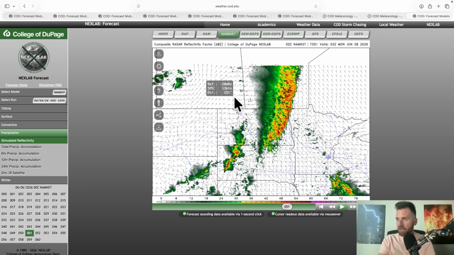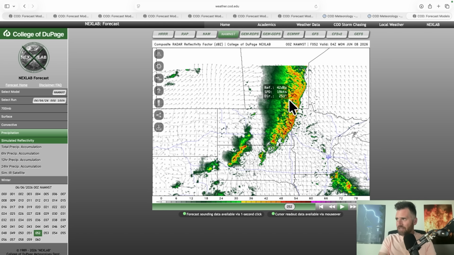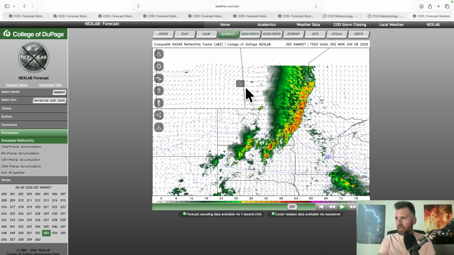Looks like most of our high-end severe threat is going to be further to the west. So Brandon, perhaps Portage la Prairie, anywhere in southwestern Manitoba here or far southeastern Saskatchewan, we're going to want to watch out for on Sunday evening. So there you have it. Looks like we've got some severe weather potential in the prairies, eastern prairies in particular.